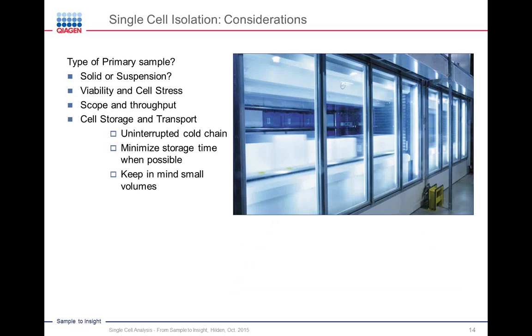Some other miscellaneous things to think about when you're deciding on a method of single cell isolation. Think about handling your cells. Think of them as very delicate things because in a way they are. If you're dealing with a solid sample, they're used to being surrounded by other cells. So think about having an uninterrupted cold chain, or maybe even having no cell storage at all, maybe going straight from cell sorting into a lysis buffer, or straight from cell sorting into the downstream molecular biology reagents. You want to minimize storage time when possible.